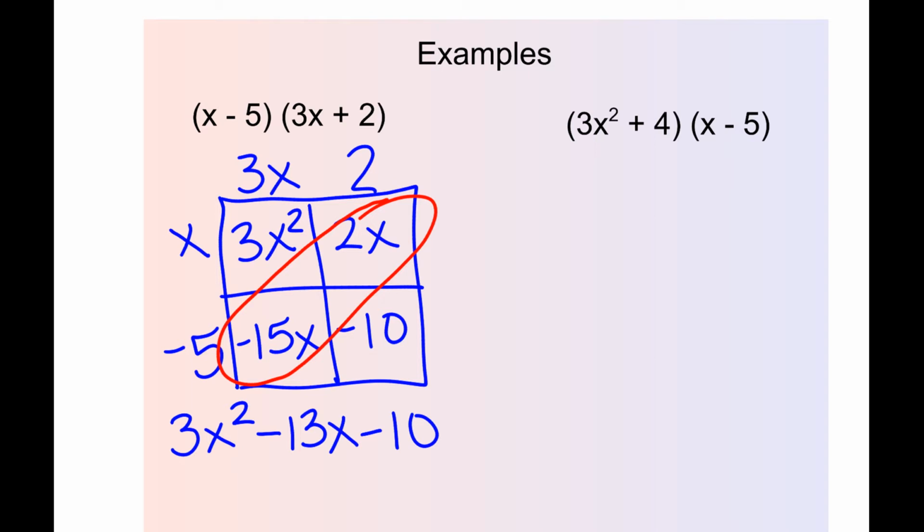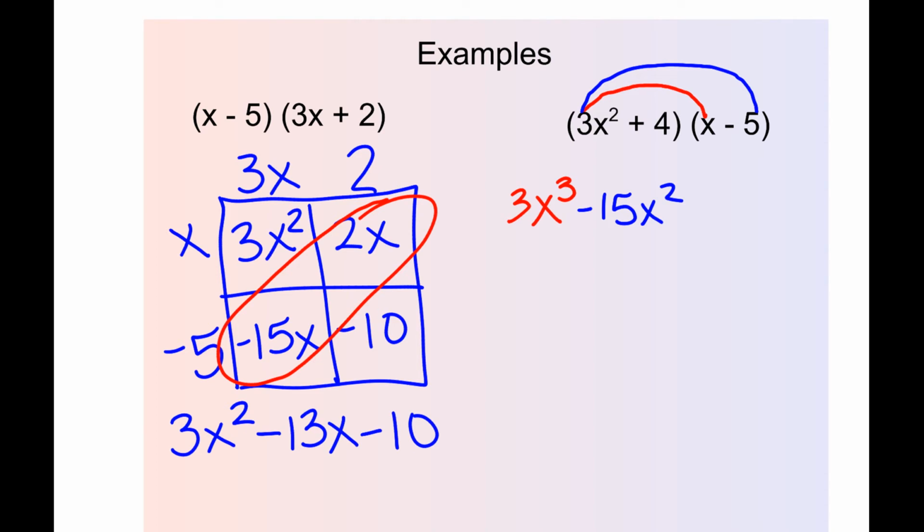For the second one, I will use the FOIL strategy, or the FOIL method. I'm going to first multiply the first two numbers of each binomial. So 3x squared times x is going to give me 3x to the third power. Then I'm going to multiply the outside. So I'm going to take the 3x squared times the negative 5. Always make sure that you look at the sign in front. 3x squared times negative 5 is negative 15x squared.